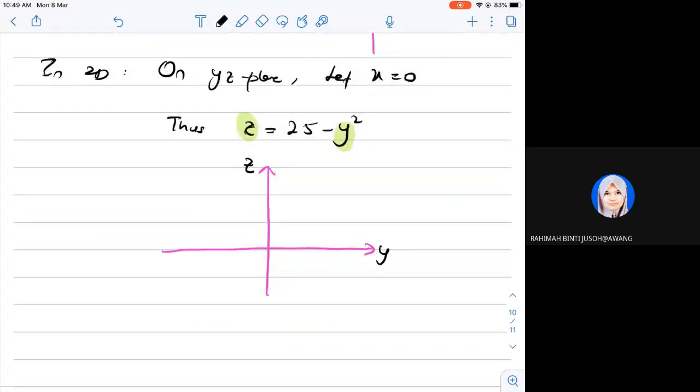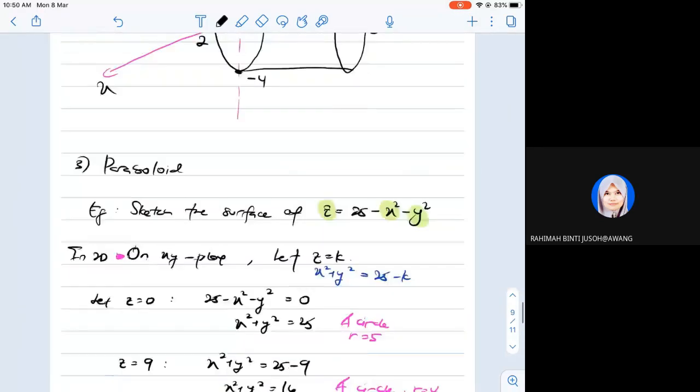Supaya you tak confuse. Z ni dia mesti menang. Dia mesti confirm dia akan tegak. So, the vertical line should be Z as this lah. Okay, now again, since Z is the subject, of course it should be downward sebab negative Y squared, isn't it? So kat sini 25, right here is -5, right here should be 5.